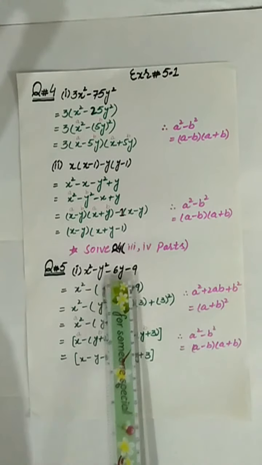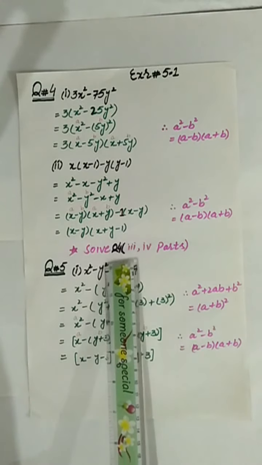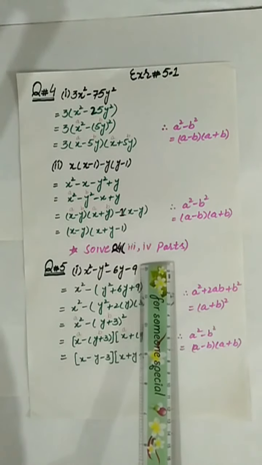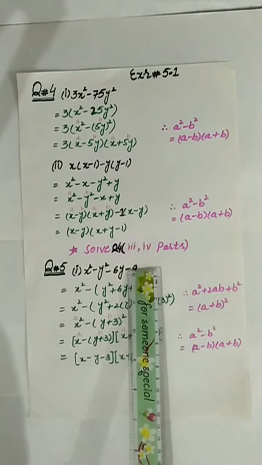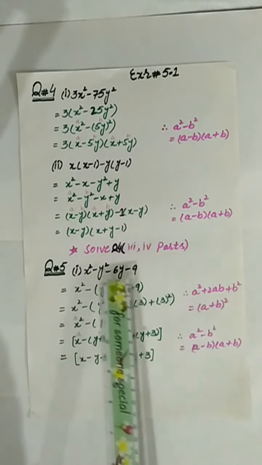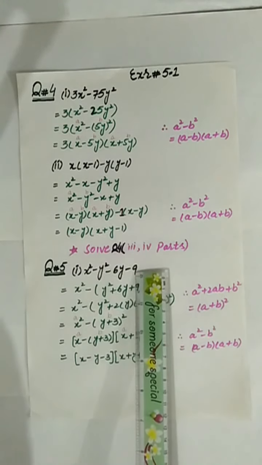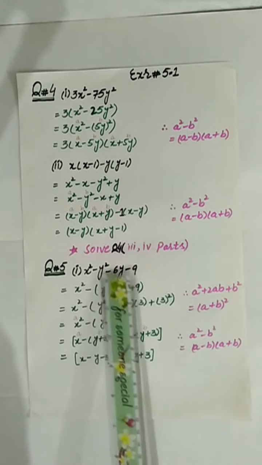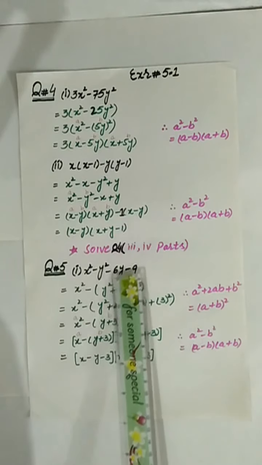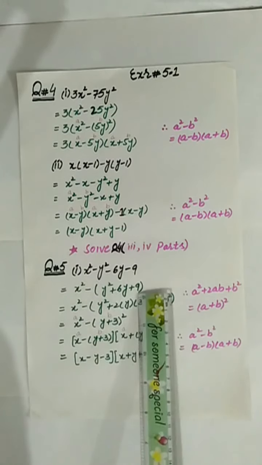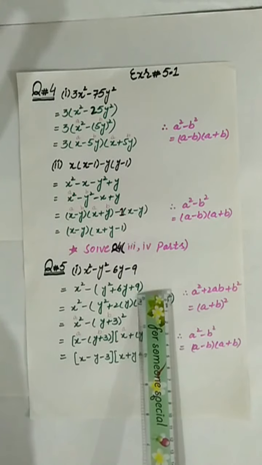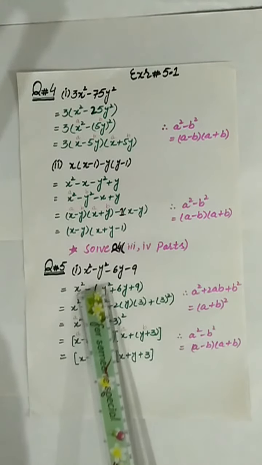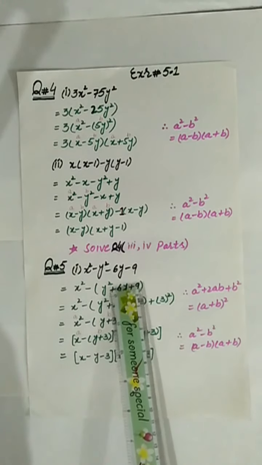To complete the formula, the first term a square and the third term b square must be positive. Here the first term is negative and the third term is also negative, so we will take the negative sign as common, and after taking the negative sign as common, all three values will become positive. y square plus 6y plus 9. Then this expression will become equal to x square as such minus y square.